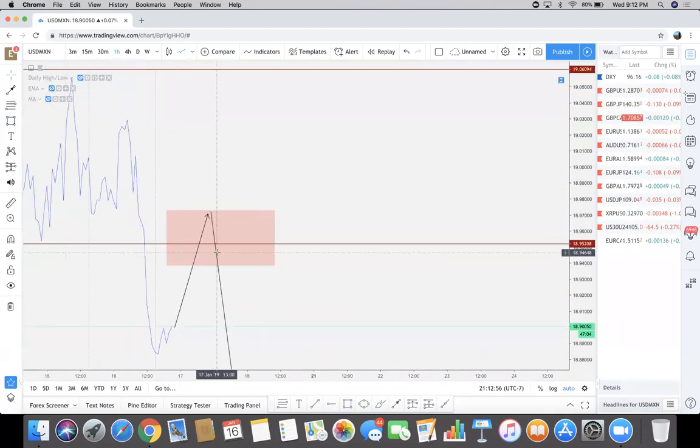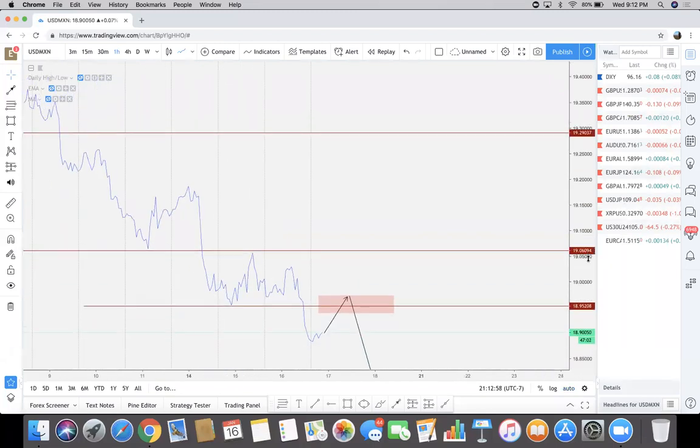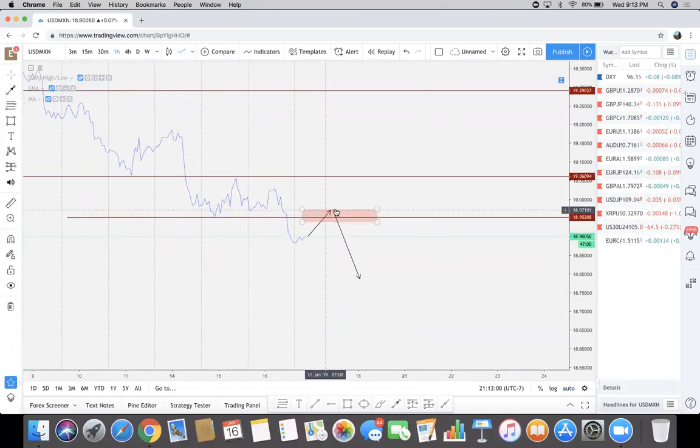So this little red box is where I'd be looking for sell opportunities. Right there. More specifically, I'd be looking for a sell right at 18.936 or a sell at 18.973. I hope that helps you out.